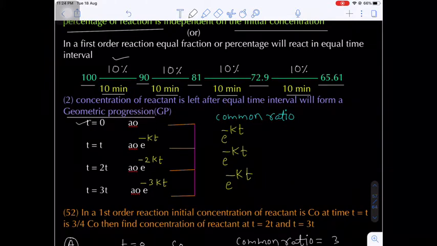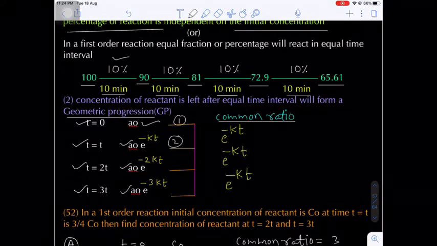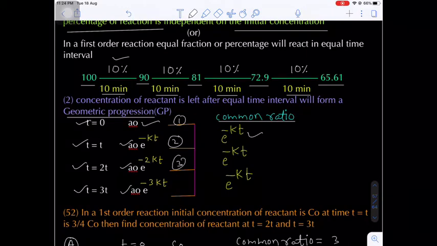At time 0, what is the concentration of reactant? A0. At a time interval t, it is A0 into e to the power minus kt. At time 2t, it is A0 into e to the power of minus 2kt. At time 3t, A0 into e to the power of minus 3kt. Now in a geometrical progression there will be a common ratio. Taking equation 2 divided by 1, or 3 divided by 2, or 4 divided by 3, you will get a common ratio which is e to the power minus kt.